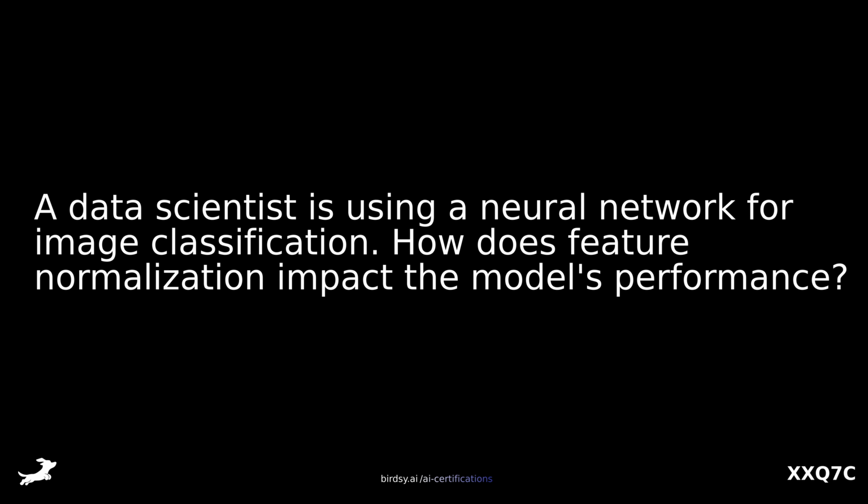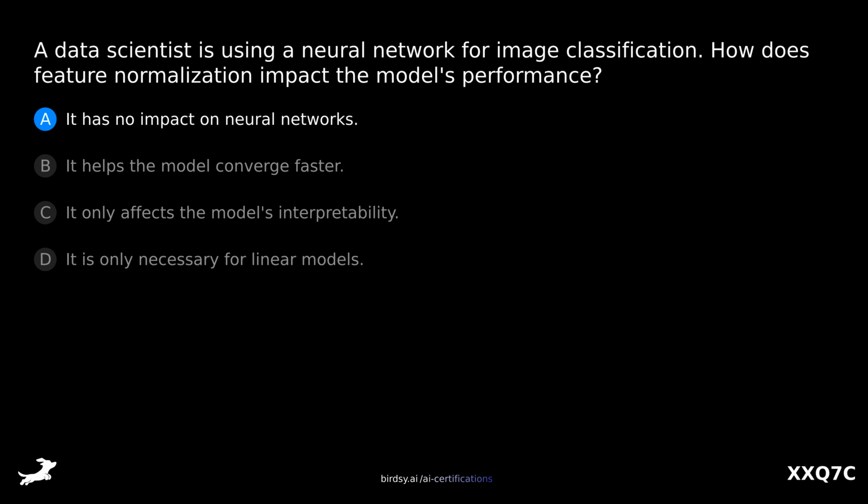A data scientist is using a neural network for image classification. How does feature normalization impact the model's performance? Is it A, it has no impact on neural networks? B, it helps the model converge faster? C, it only affects the model's interpretability? Or D, it is only necessary for linear models?